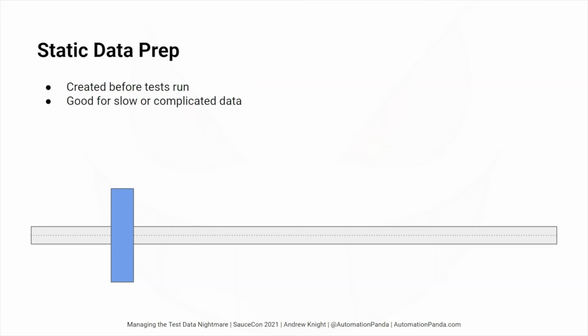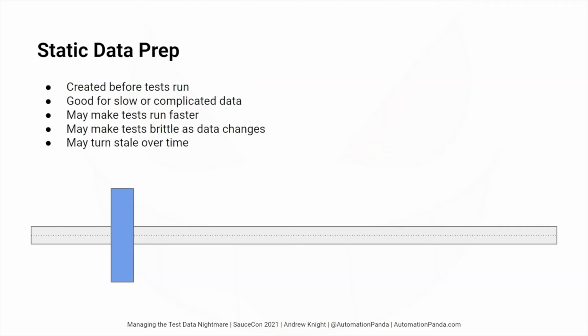Static data preparation is a good strategy for complicated data or data that is slow to create dynamically. For example, user accounts may need email verification, so it might be easier for automated tests to simply use a set of pre-registered users. Tests will run faster if they can simply reference existing data instead of creating new data each time. However, static data must be maintained. Any changes to static data could impact tests too. Static data may also become stale over time, as data formats are updated or if data is time sensitive.